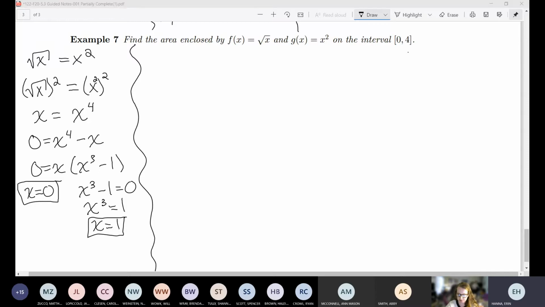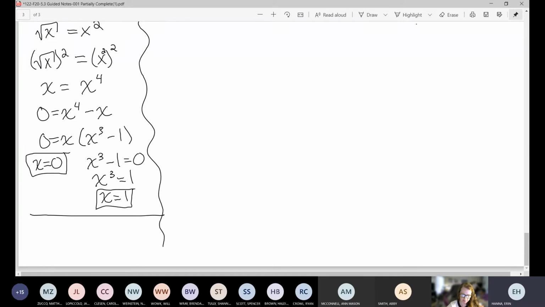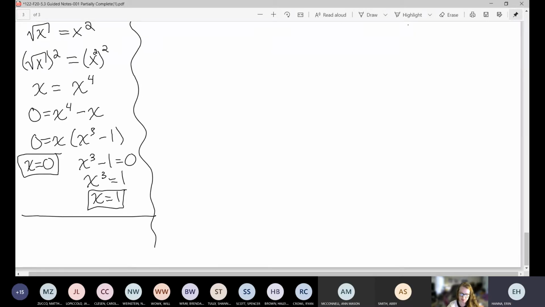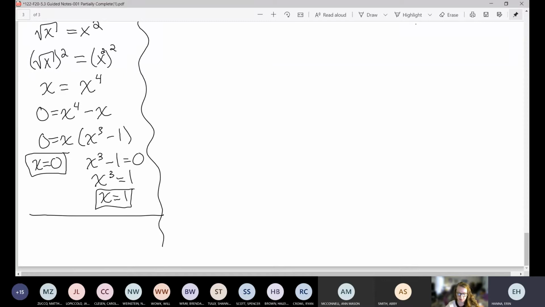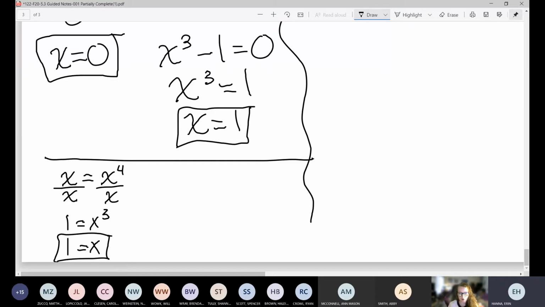Now, going back to what people do wrong a lot. So let me zoom in a little bit, and I'll zoom back out in a second, but I'll run out of space if I don't zoom in a little bit to write this down. There we go. Goodness gracious. So a lot of times what people will do when they have something like x equals x to the fourth, they'll want to divide by x. And they'll get 1 equals x cubed, and they'll get x is 1. Cool, that was totally an answer.